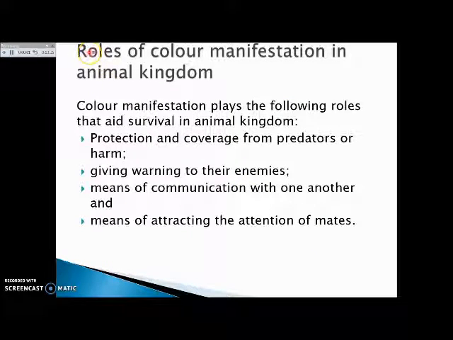What are the roles of color manifestation in animal kingdom? The first role is used for protection and coverage from predators or harm. Gives warning to their enemies. It's also used as means of communication with one another. And finally, it's a means of attraction with their mates.